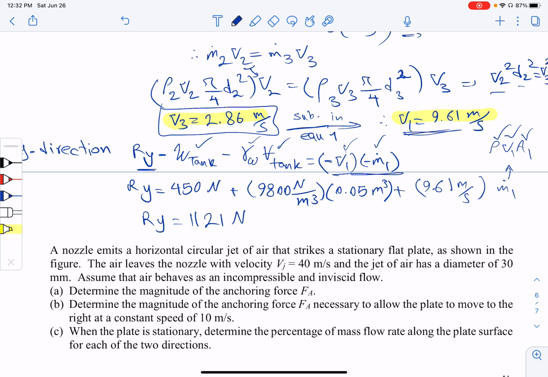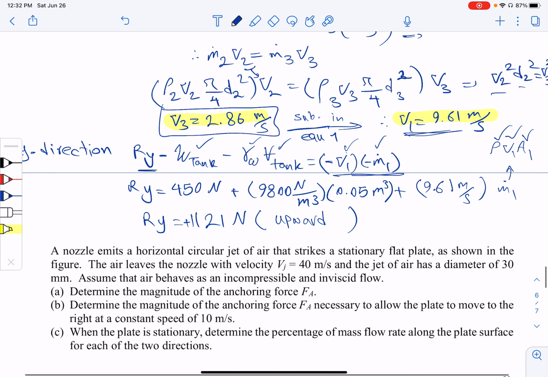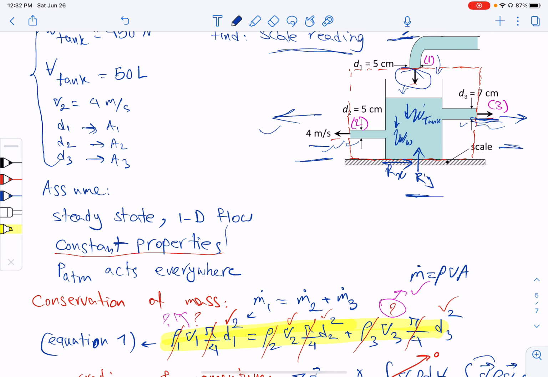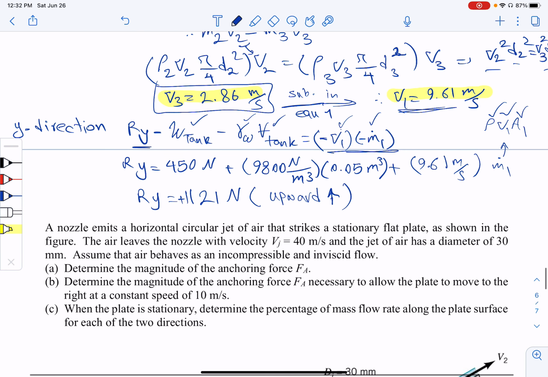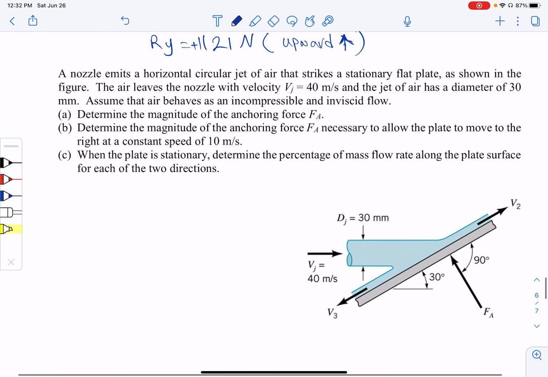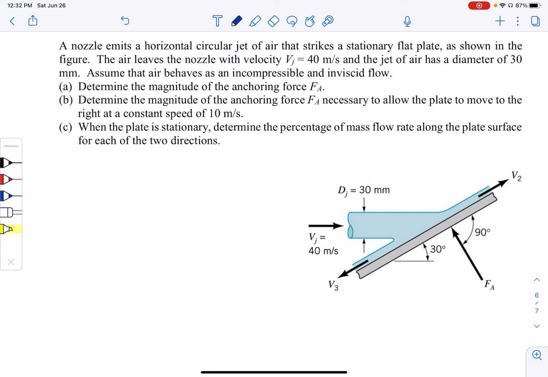So from here Ry is going to be 1121 Newton, and because it's positive, it means that it's upward. Let me see the direction, yes, we also guessed it as upward, and it's positive, so it means that the direction we guessed was right. For the next question, I'm going to stop this video and solve the next question in another video.